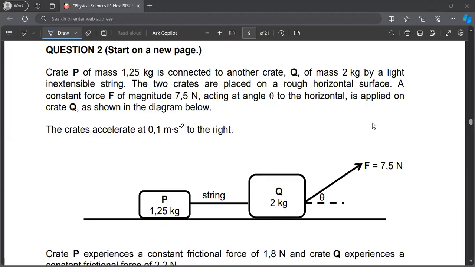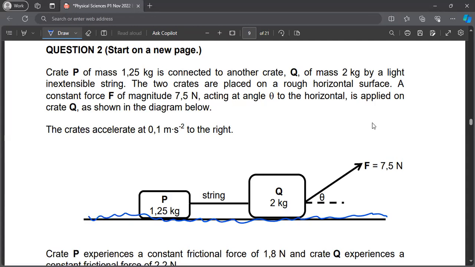So the focus for today is on the application of Newton's second law of motion. So let's see this situation. It says block P of mass 1.25 kg is connected to another block Q of mass 2 kg by a light inextensible string. The two blocks are placed on a rough horizontal surface, meaning frictional force is there.